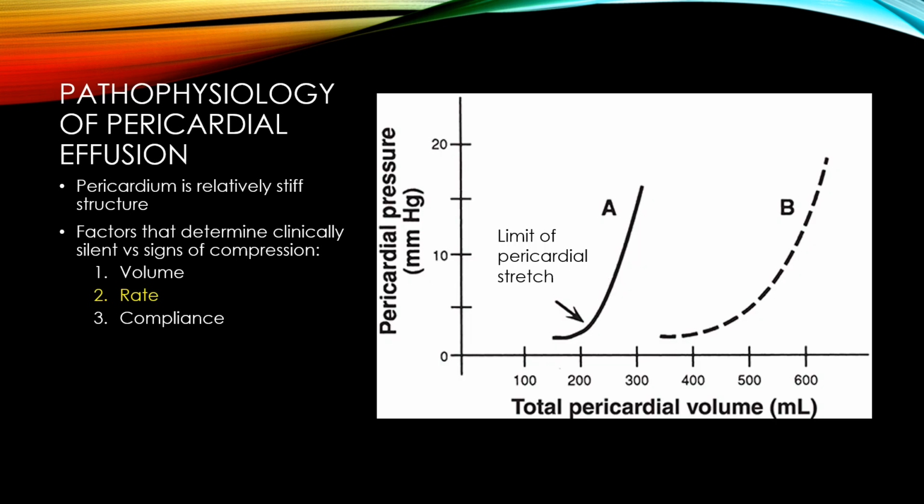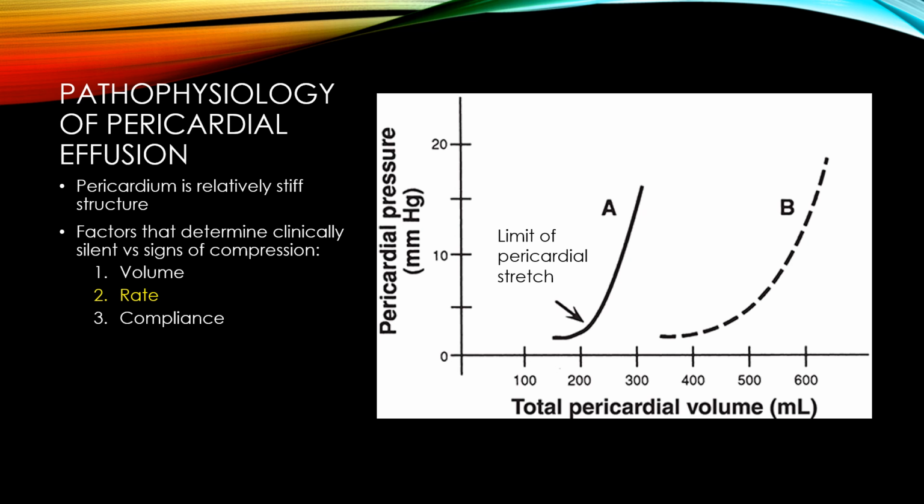Pericardial effusions, all right, there's a few factors that determine clinically silent versus signs of compression. I'll list them here in three: volume, rate, and compliance. In fact, I highlighted rate because rate is probably the most important, the rate with which that fluid accumulates in that space. Generally speaking, the volume is less than 50 mLs normally that surrounds the heart in the pericardial space.